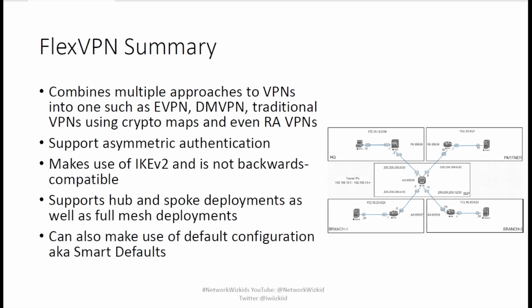FlexVPN combines multiple approaches to VPNs into one solution. So we can leverage one set of commands for multiple different types of VPNs, such as EasyVPN, DMVPN, traditional VPNs like those that utilize crypto maps, and even remote access VPNs. FlexVPN supports asymmetric authentication, so you can configure the local peer with, let's say, a pre-shared key that is different to the remote peer's pre-shared key.